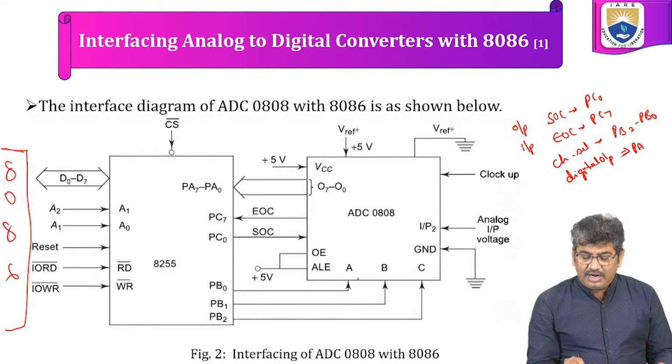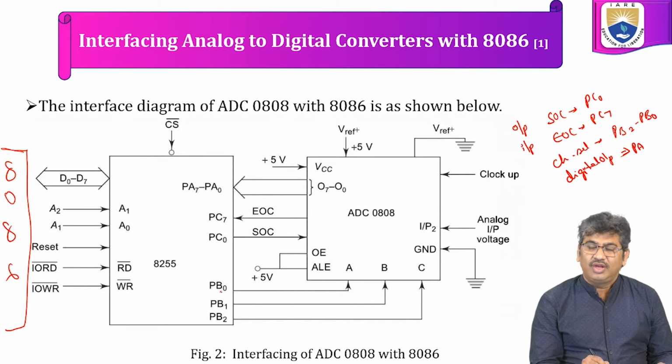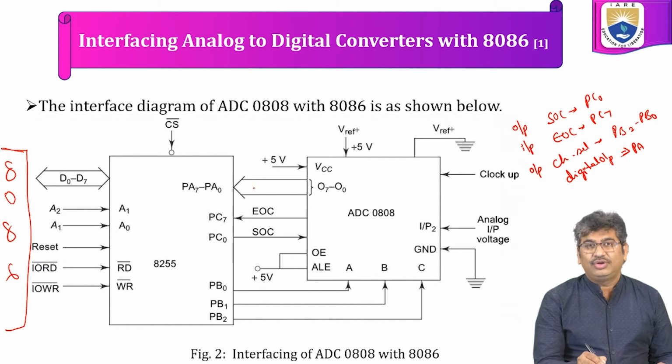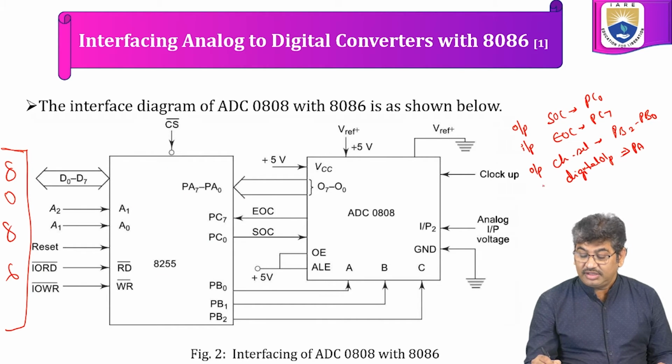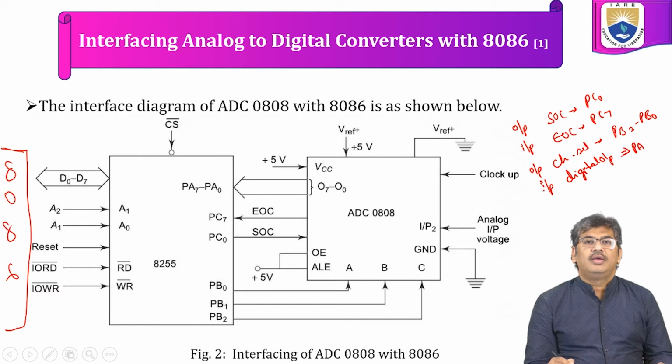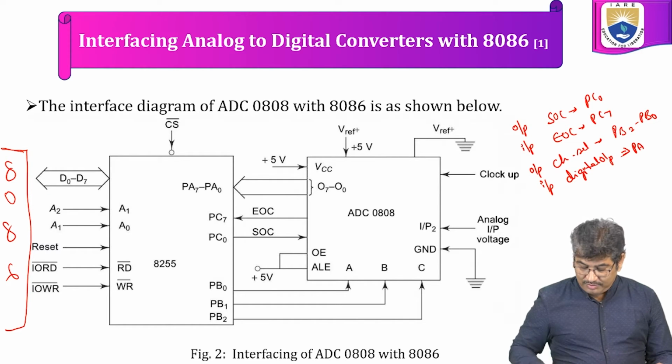So here the address lines we have to pass on port B. With respect to 8255, port B is output. Once the conversion is done, the converted value we are going to read through port A. So for 8255, port A is in input mode. For programming the 8255 for ADC functionality, we have to configure these ports as input or output by writing the corresponding control value.